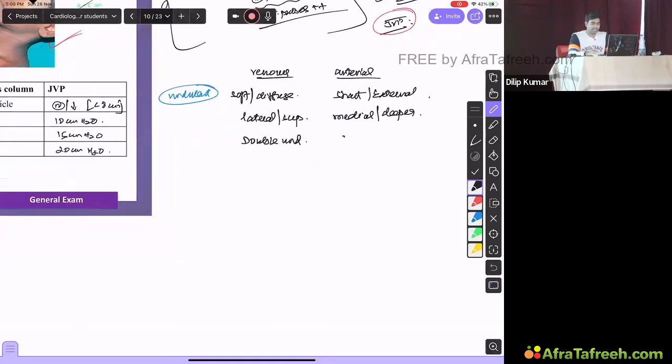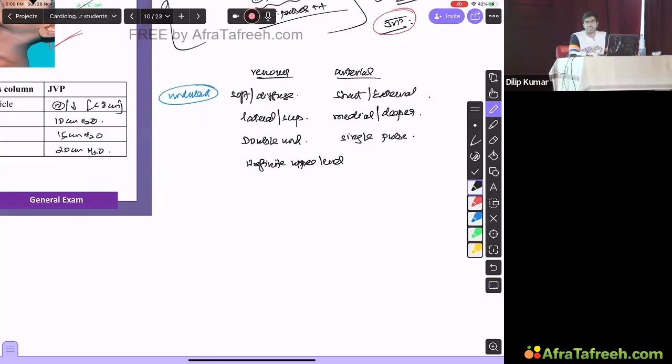Whereas arterial pulsations will be coming as a single pulse. Only a single beat will be there. That's all. Nothing much. And you can see a definite upper level. That's why he's told you have to comment on the meniscus, where you have seen the meniscus. So you have a definite upper level, but you don't have any definite upper level as far as arterial pulsations are concerned.